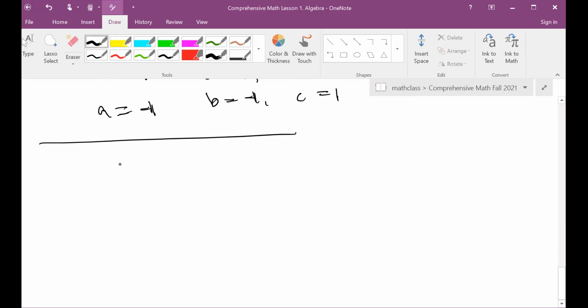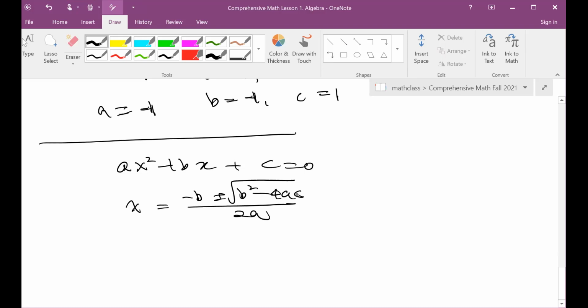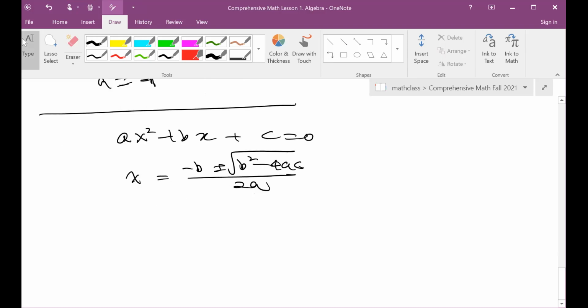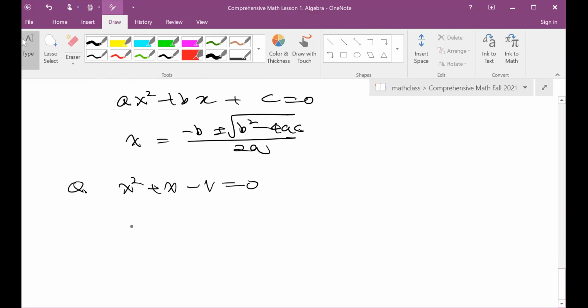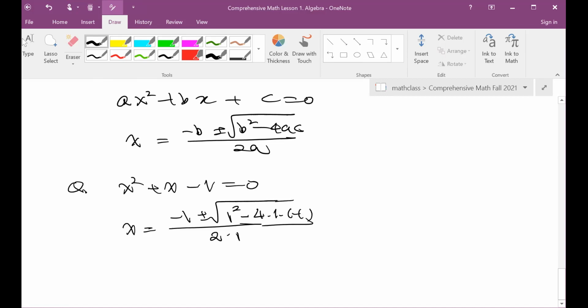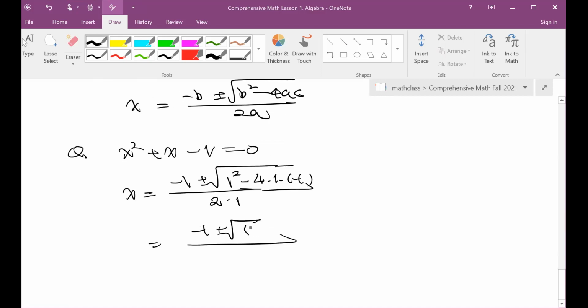Now let's recall the quadratic formula: ax squared plus bx plus c equals 0. We were told that we're going to have 2 solutions in general: x equals negative b plus or minus the square root of b squared minus 4ac, all over 2a. So let's use this quadratic formula to find some solutions. So x squared plus x minus 1 equals 0. Let's take a look at this equation. So you will get 2 solutions.